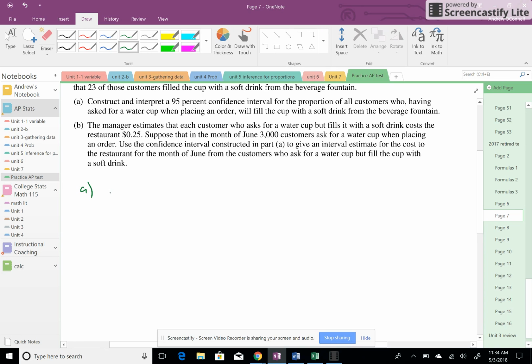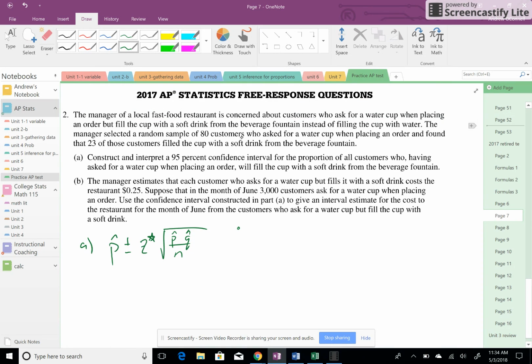So remember, the confidence interval for proportions is p hat plus or minus the critical value z star times your standard error, the square root of p hat q hat over n. First of all, we need to check conditions and assumptions. Does it state random? The manager selected, so the sample is random. And independent.